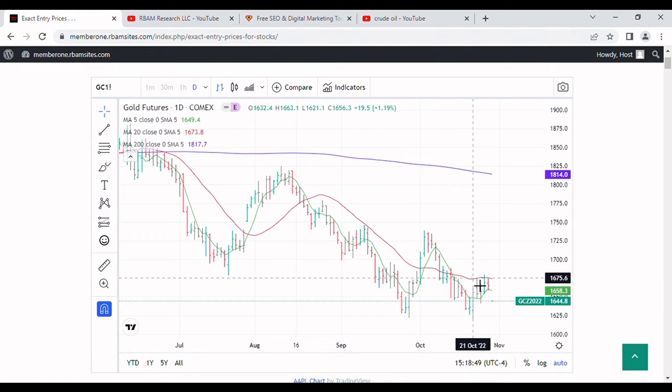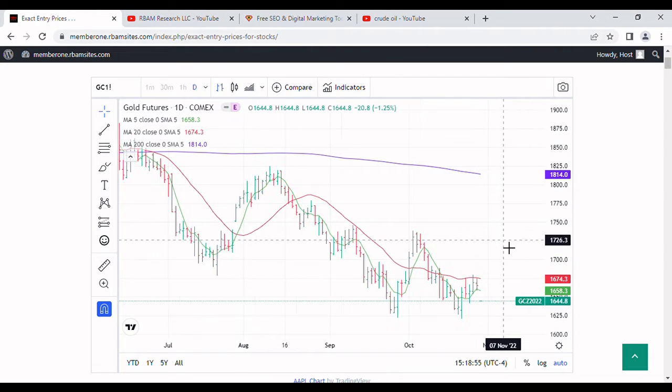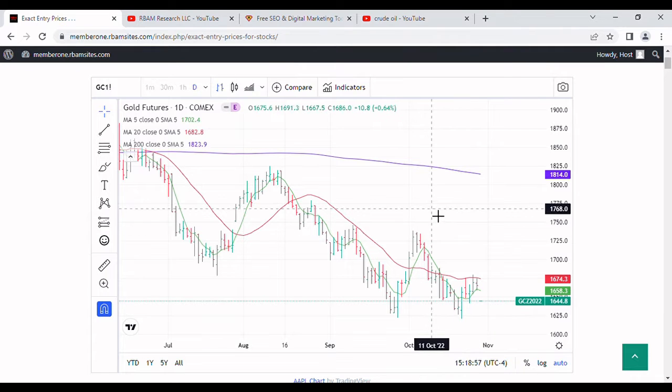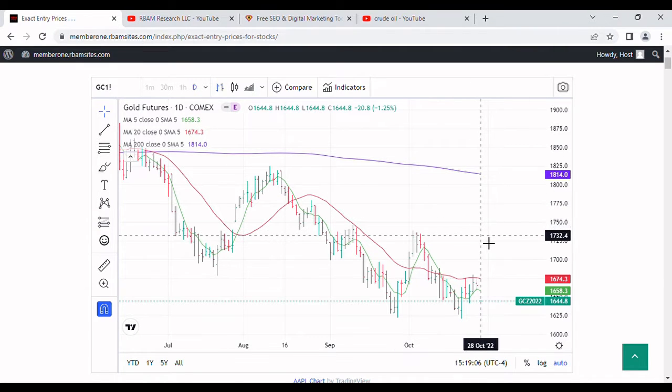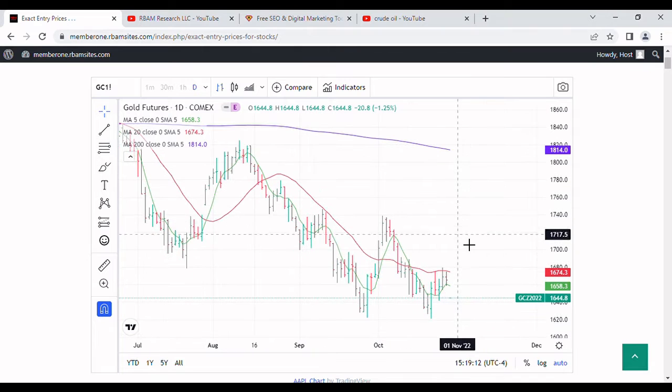So it's tested that new low. It caught some buyers here, but I think it's going to be very weak buying. I think it's already starting to peter out. You can't see it on this chart, but gold closed down Friday, the 28th, down $20 an ounce, so you can barely see it. It's on here, right here, down $20, closed at 1644. So not a good outlook for gold on a daily chart.